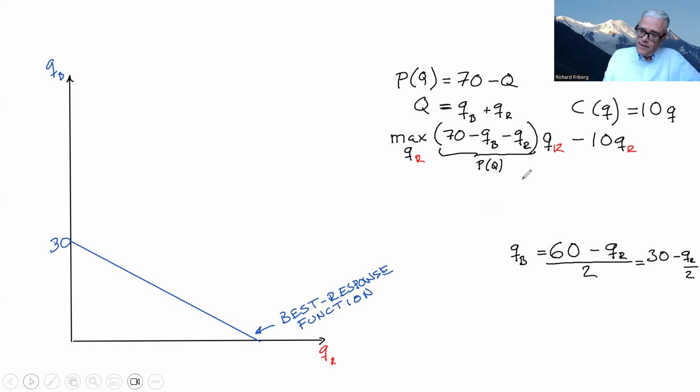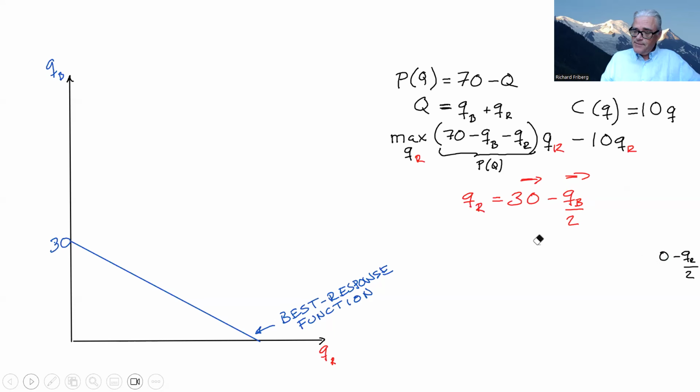So that means that we could take this shortcut and say the best response function for red is going to be equal to 30 minus QB over 2. Okay, so it's the same, but just opposite. Okay, so perfectly symmetric. So this is the best response for red.